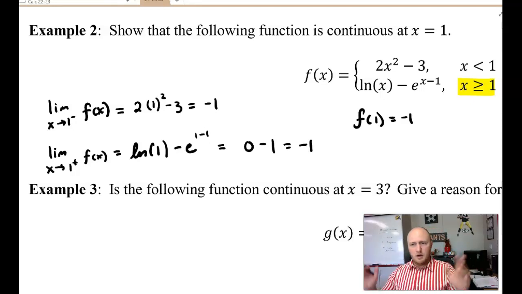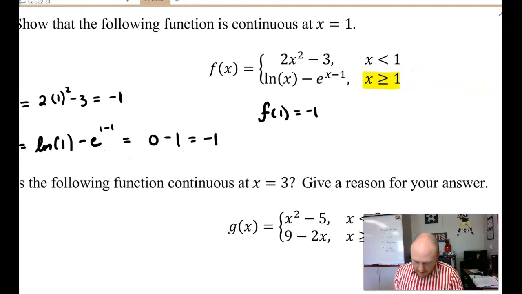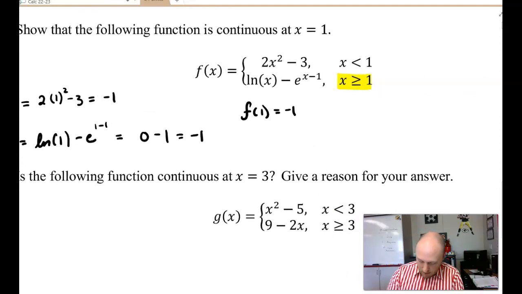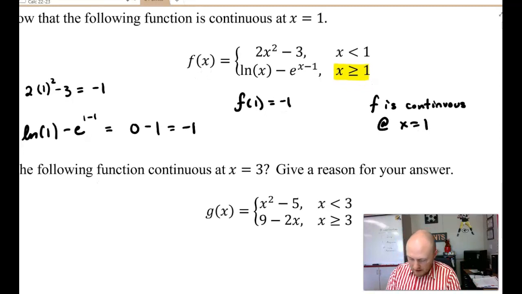We have continuity. They don't ask us to explain or justify how I know that it is continuous, but I'm going to say f is continuous at x equals 1. You would want to state the conclusion, but here they don't ask for justification, but I'm going to train you guys to be above the bar. We're going to go ahead and give a conclusion.